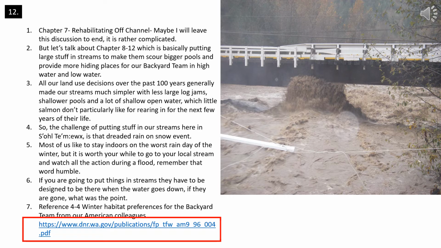So the challenge of putting stuff in our streams here in Skashtamuk is that dreaded rain on snow event. Now, most of us like to stay indoors on the worst rain day of the winter. But it is worth your while to go to your local stream and watch all the action during a flood. Remember that word, humble. So here's a warning. If you're going to put things in stream, they have to be designed to be there when the water goes down. If they are gone, what's the point?